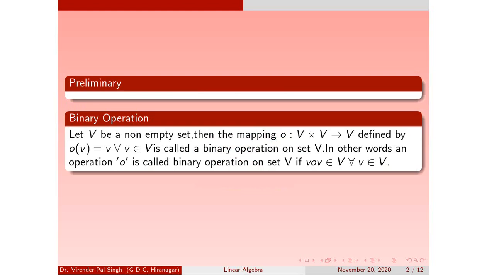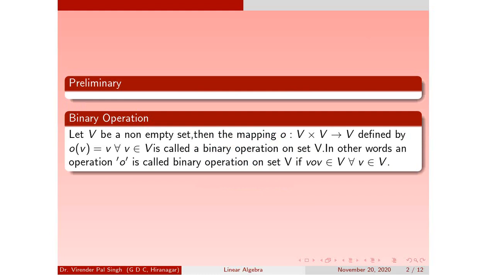Before moving to the main topic, which is vector space, let's first understand a few preliminaries. The first one is binary operation. We all know from class 11th and 12th what binary operations are. Nevertheless, we are now defining it to revise all this.